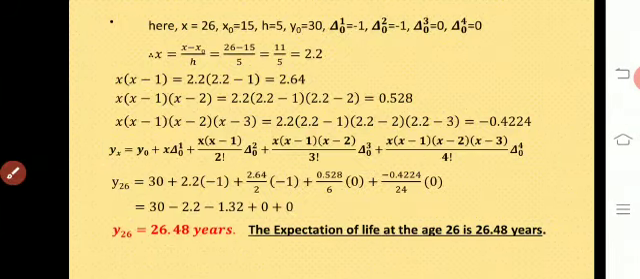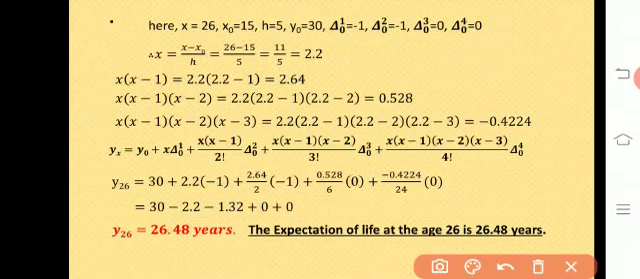Then here, x equal to 26 means we have to estimate the value of y at x equal to 26. The first value of x is nothing but 15, so age is 15. Then h, the difference between two successive values of x, is nothing but 5. Then y0, the first value of the expectation of life, is 30.